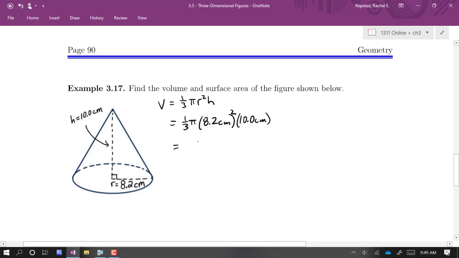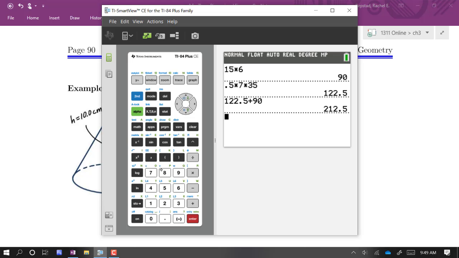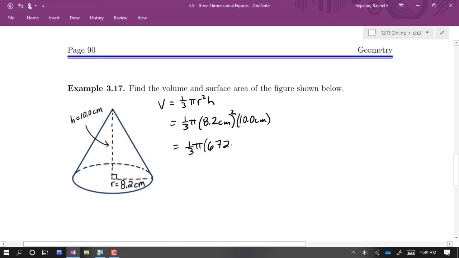Now think about this for a moment. Think about what the units ought to be. We're taking centimeters squared that we get from r squared and multiplying it by centimeters. So we're going to get centimeters cubed, or cubic centimeters, as a result. 1/3 pi times, and I'm going to just do this calculation in the calculator here, 8.2 squared times 10. And that's 672.4, and this is cubic centimeters.